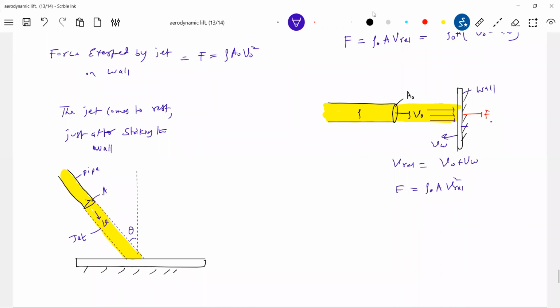I will take help of geometry. This is what area A, no? This is theta. So this should be theta. Call this some A dash. Area of cross section of the jet is A. And what happened? Area of contact of the jet with the surface.